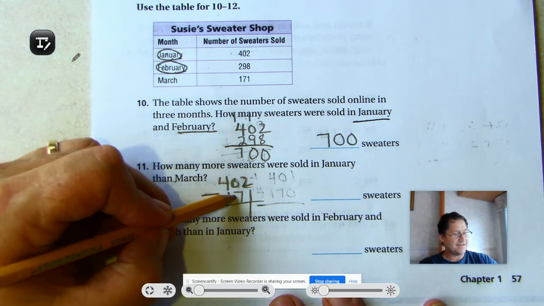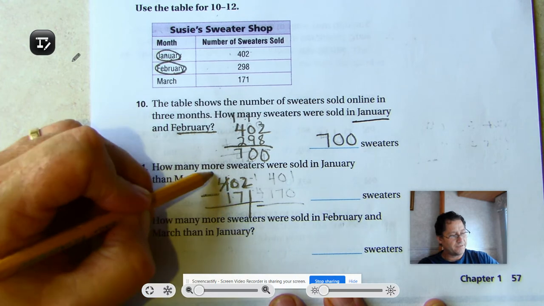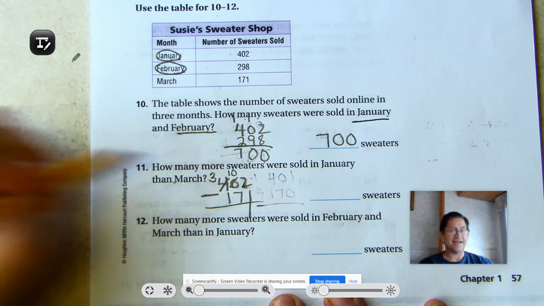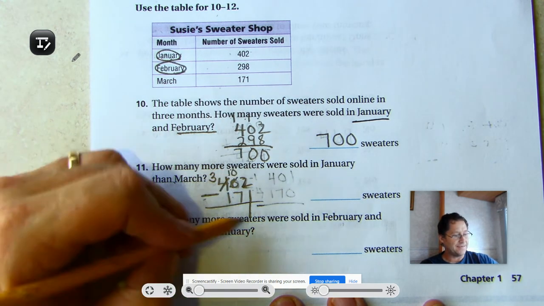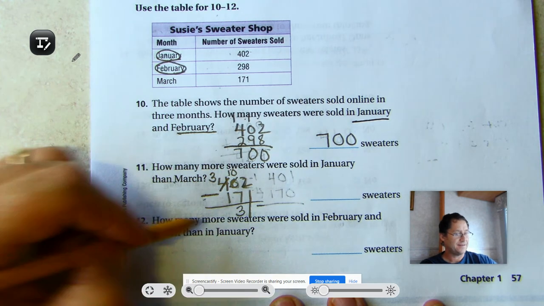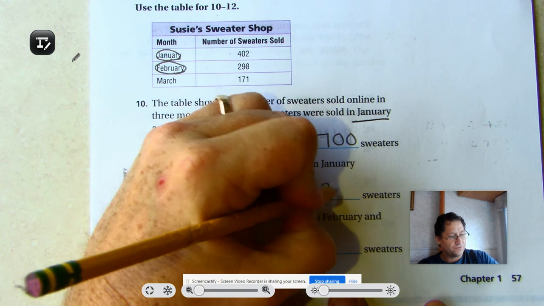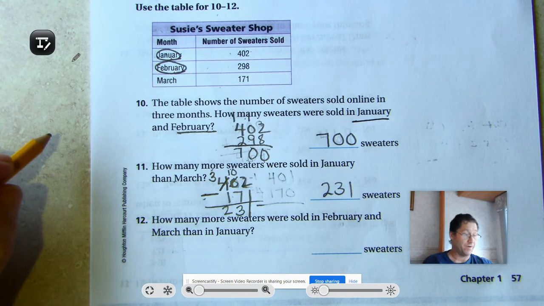I cannot take 7 tens from no tens. So I'm going to think of the 400s as 300 and 10 tens. And now I can subtract 7 tens from 10 tens. Leaves me 3 tens. And 3 take away 1 is 2, so 200. So 231 more sweaters were sold in January.